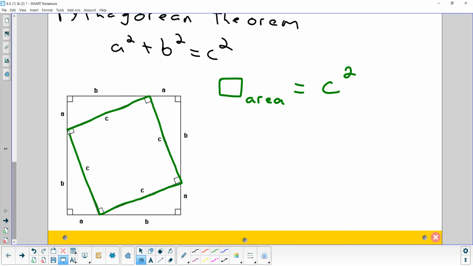Now I want to think about another way I could find it. Think about a different way that I could find the area of that square. Anybody give me, you don't have to give me a formula, I'm just looking for an idea. Yep, Tim? You find the hypotenuse through one of those triangles, and that's one of the sides, and then you just square that.